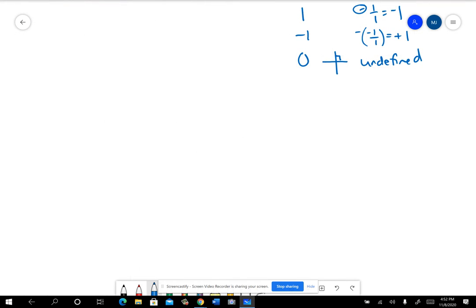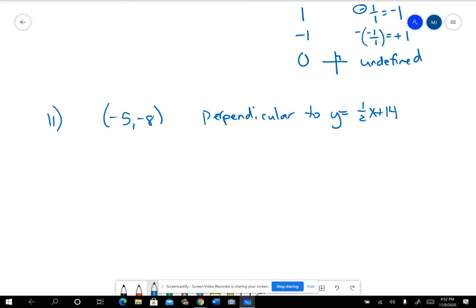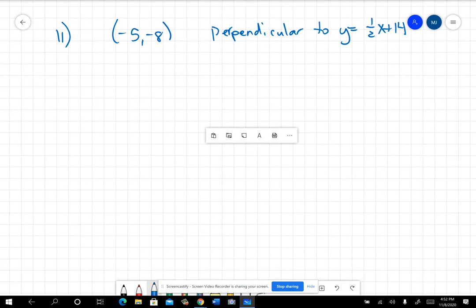All right, but what if we needed to write the equation of a line that passed through a point, but then it had to be perpendicular to y equals 1/2 x plus 14. Okay, this is number 11. And then when we finish that, we'll do one that involves parallel.